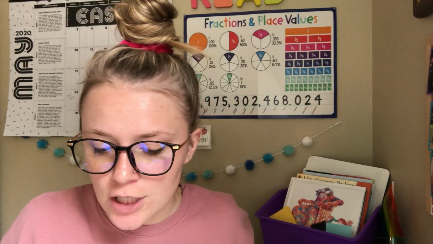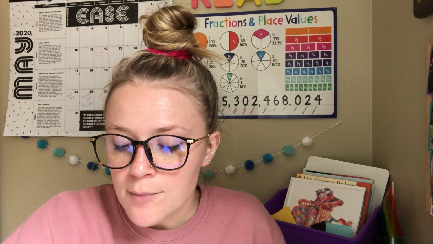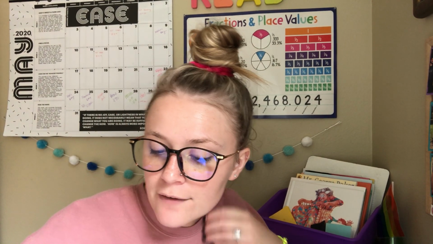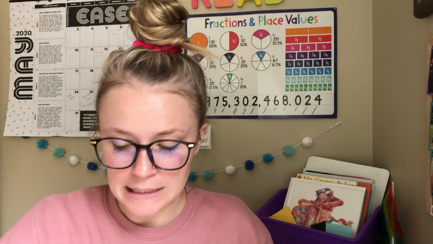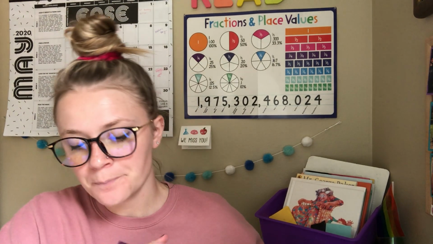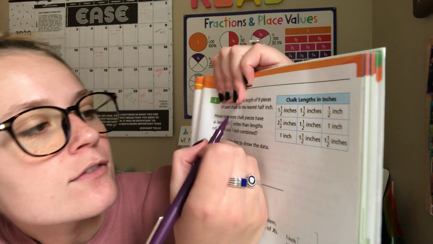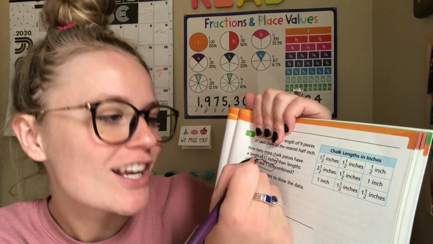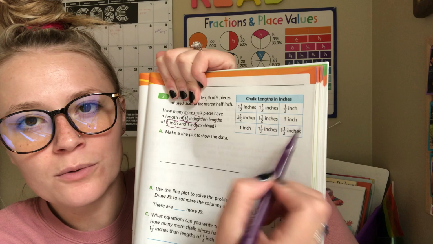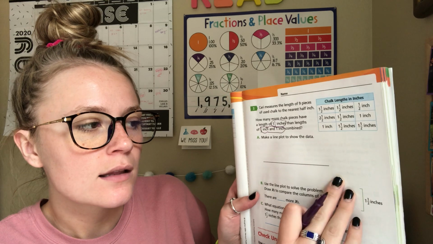All right, next page, number 3, it says, Carrie measures the length of 9 pieces of used chalk to the nearest ½ inch. How many more chalk pieces have a length of 1 1/2 inches than lengths of ½ inch and 1 inch combined? Make a line plot to show the data. So we are comparing the lengths of 1 1/2 inches and then ½ inch and 1 inch combined. So here's just all the random measurements. So let's draw a line plot.